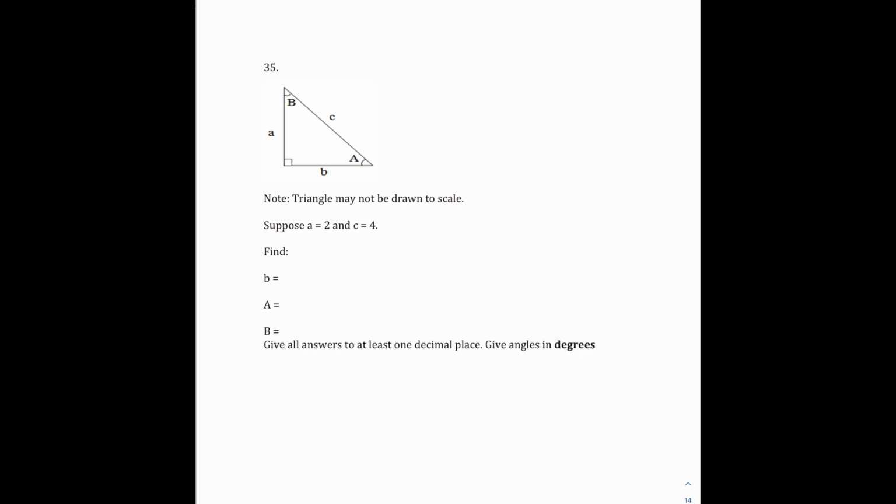Question number 35. We have C equals 4, A equals 2. This is a right triangle. We need to solve that triangle.